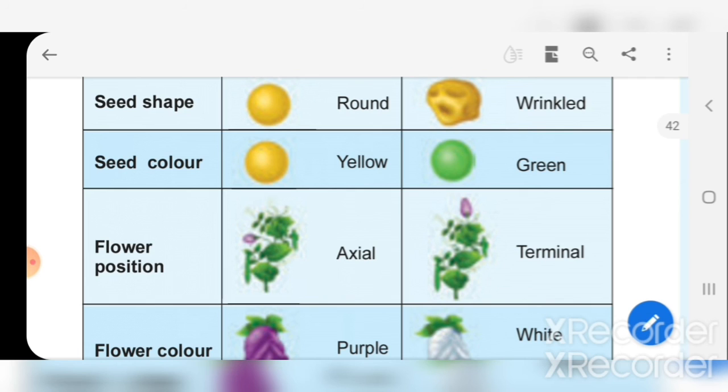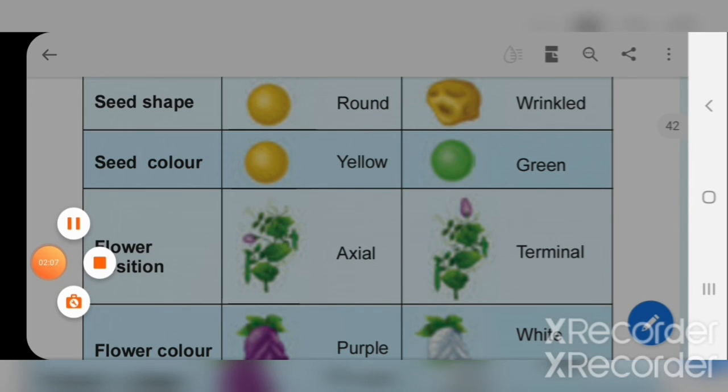Axial means flowers arise in the axil of leaves. Terminal means flowers arise at the tip of the shoot. Here, for flower position, the dominant character is axial and the recessive character is terminal. Then flower color. Dominant character is purple and recessive character is white.